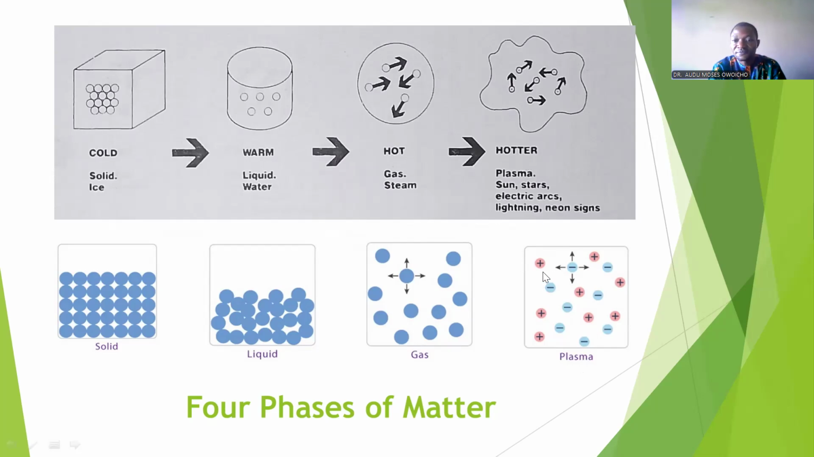In this state, matter exists as positive and negative ions. The major factor here is heat. Matter in the solid state is cold, in the liquid state is warm, and in the gaseous state is hot, while in the case of plasma, it is hotter. Plasma exists in the sun, in the stars, electric arcs, lightning, among others, because of the heat required. So these are the first states of matter and the changes involved.